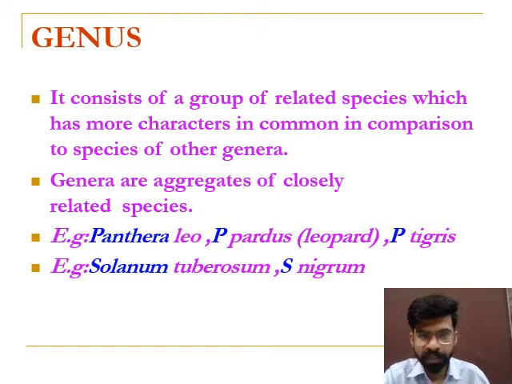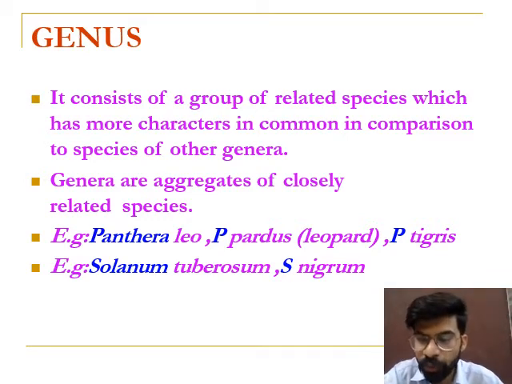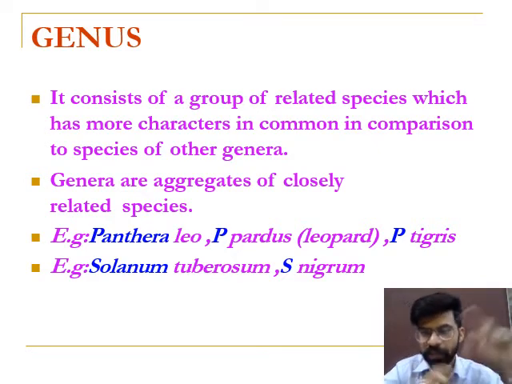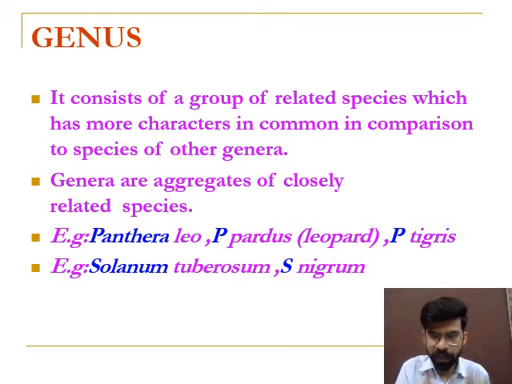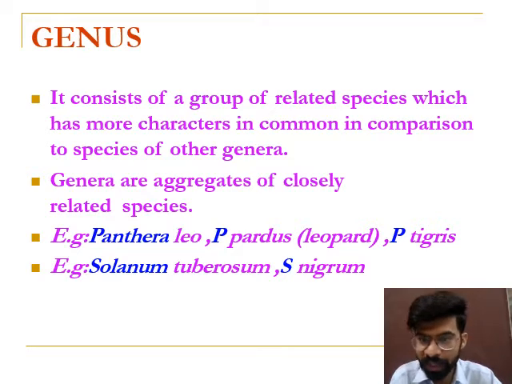Next, from species to genus. Genus can be defined as a group of related species. A simple definition: genus is the group of related species. Here the bottom is species, then genus. The assemblage of species combines to form a genus. A genus consists of a group of related species which has more characters in common in comparison to species of other genera.